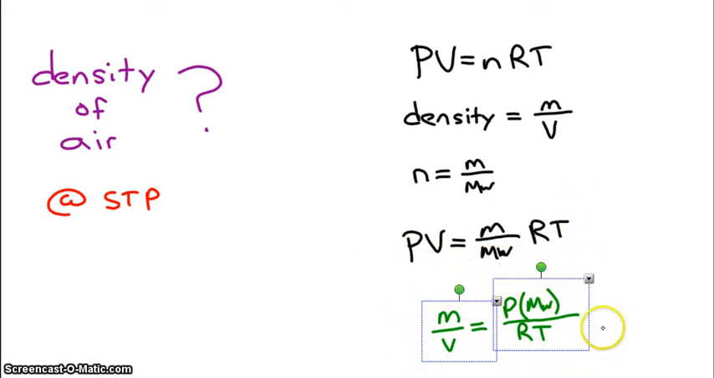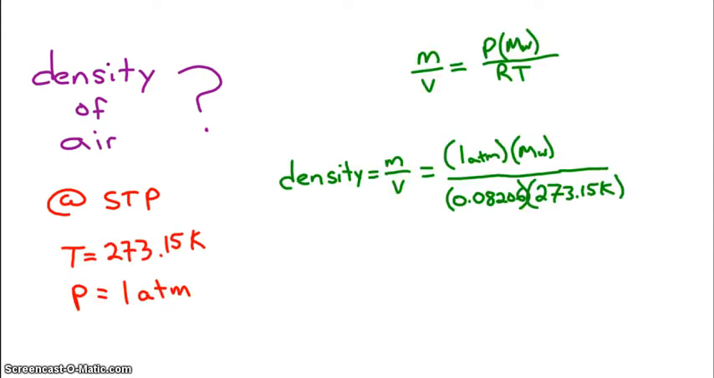this green expression, which tells us that mass over volume, which is density, is equal to the pressure times the molecular weight divided by the universal gas constant times temperature. Now substituting in the variables we already know into this expression, you'll see that to determine the density of the air, we need the molecular mass of the air.